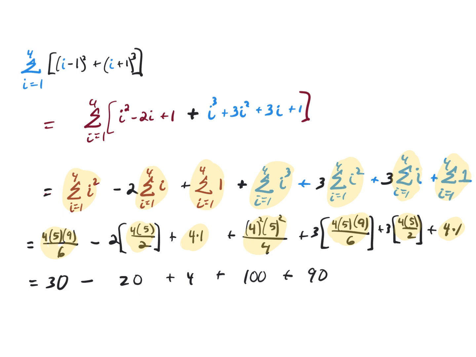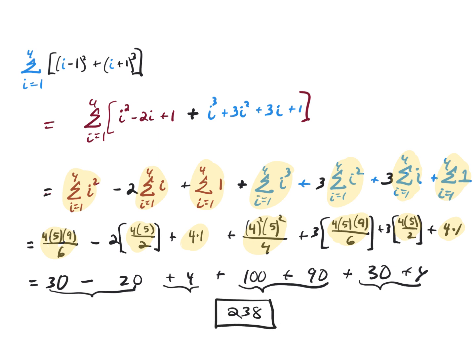Okay, and then here we have, what, 30 and 4. So 30 minus 20 is 10, 110, 200, 230, 234, 238, just like our calculator gave us.